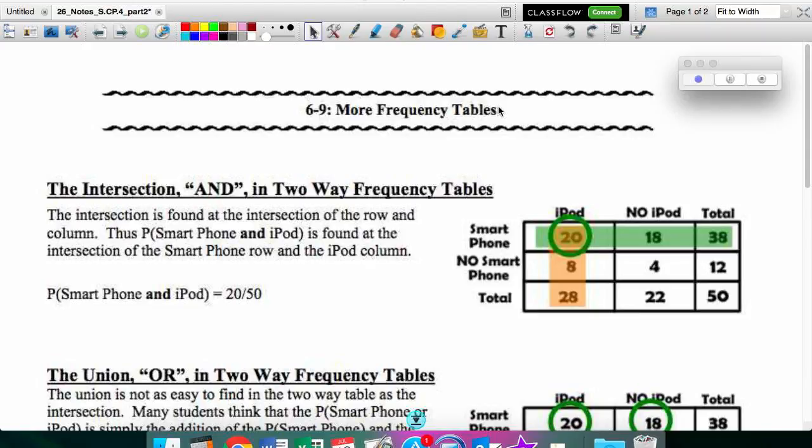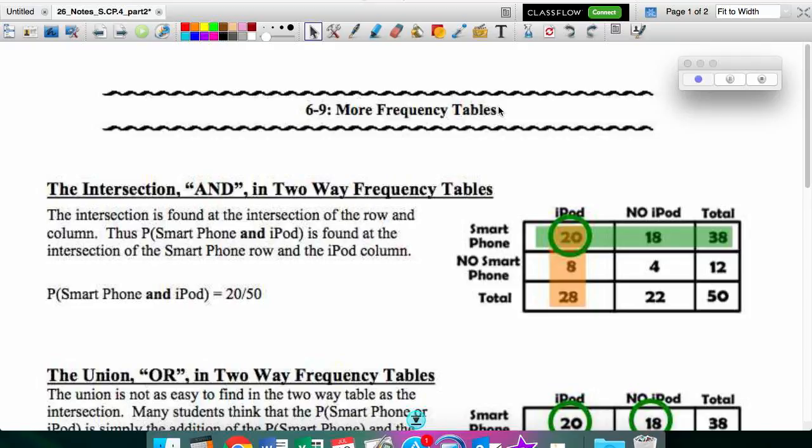Our last section in our unit will also be about frequency tables. However, in this section, we're going to talk about how we would calculate the more complicated probabilities of our intersections, unions, and conditional probabilities. Let's go ahead and start taking a look at the intersection probability.